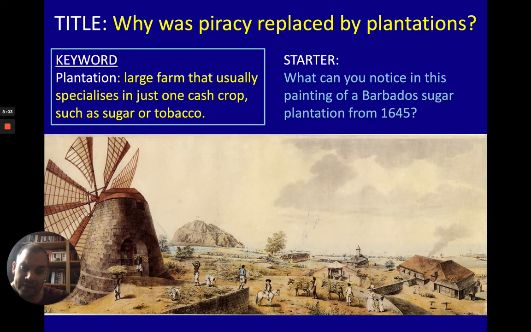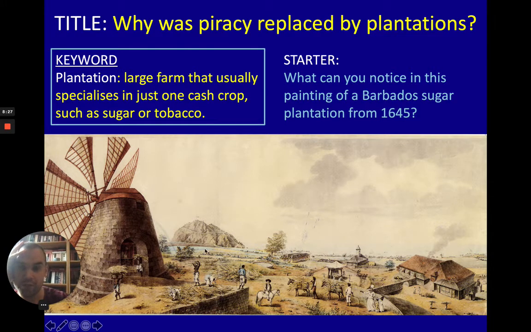And what you've got here is what's called a plantation, okay? Now, plantations are basically farms, but they specialize in just one or two crops. Those crops are called cash crops because they're mainly grown for profit rather than for food. So the reason they're called a cash crop is they're not grown to be eaten by the people who work on, say, a farm. They're grown to basically be sold for money, okay?